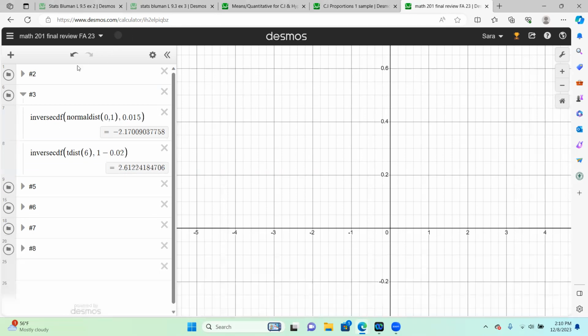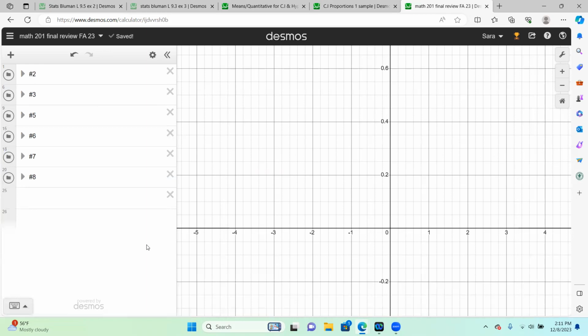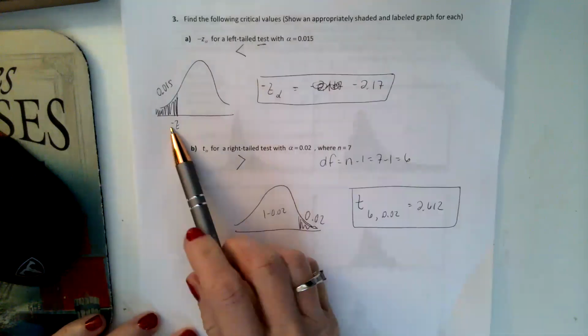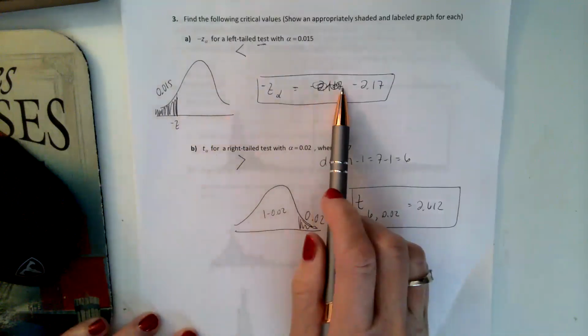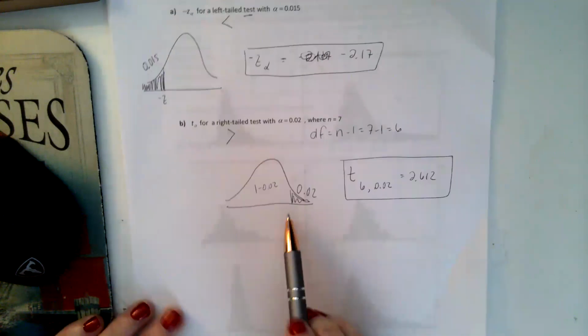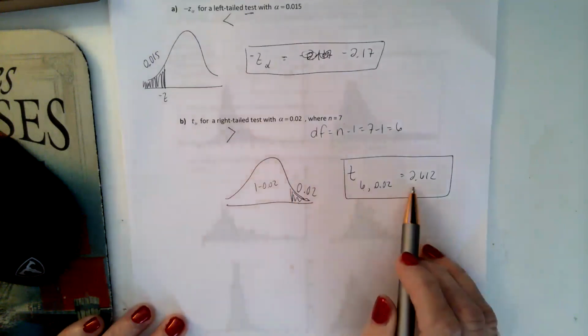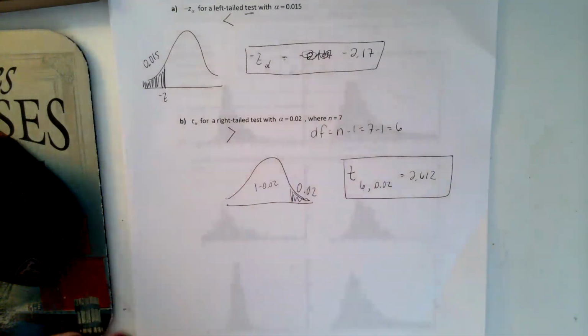And I'm going to show you my paper. You can see, the first one was a left-tailed z, and so that was a negative 2.17. The second one is a right-tailed t, and so with degrees of freedom 6, it's 2.612.